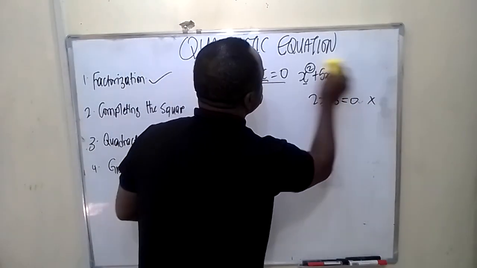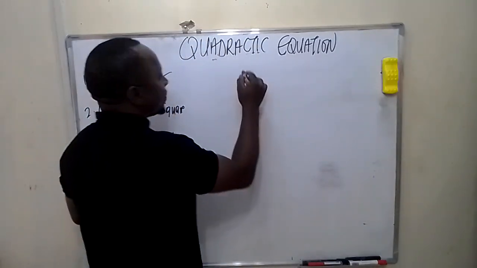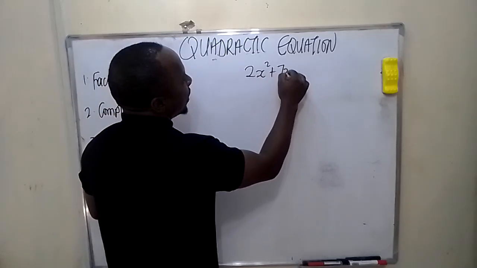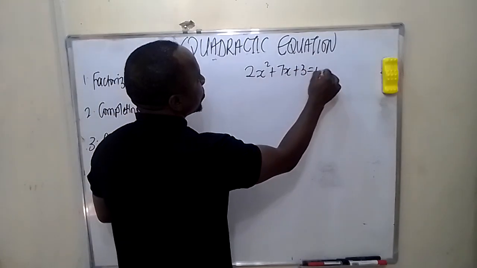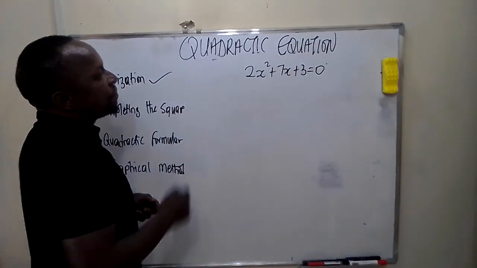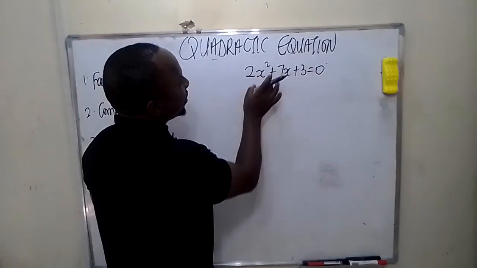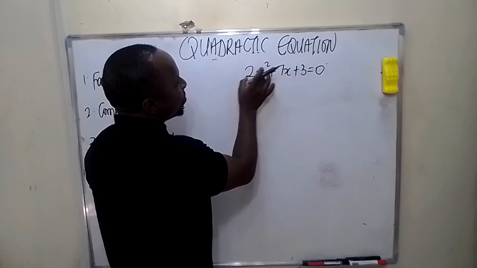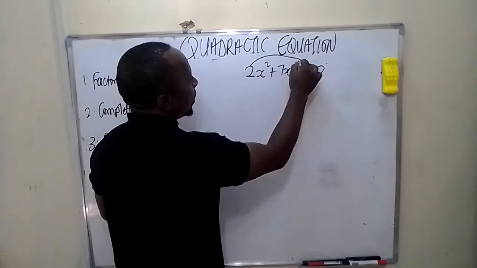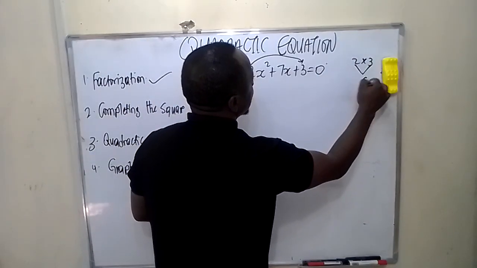For example, if we have a quadratic equation like this, 2x squared plus 7x plus 3 equal to 0, to solve, we can solve this by factorization. The first thing we'll be doing is to multiply the coefficient of x squared, which is 2, by 3. That is 2 will multiply 3. 2 times 3 will give us 6.